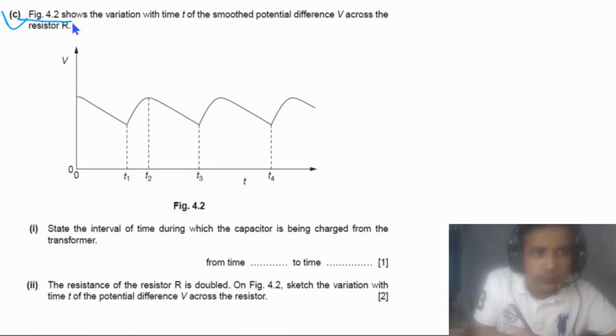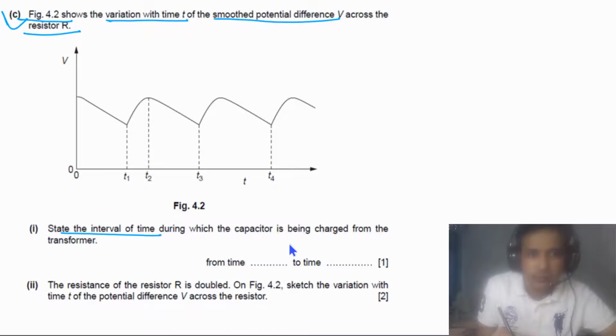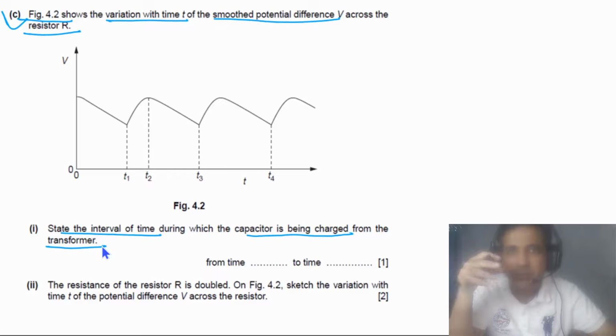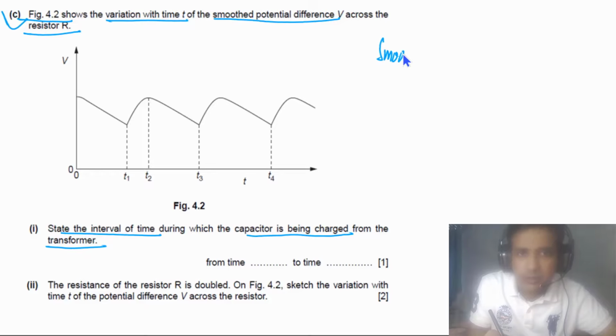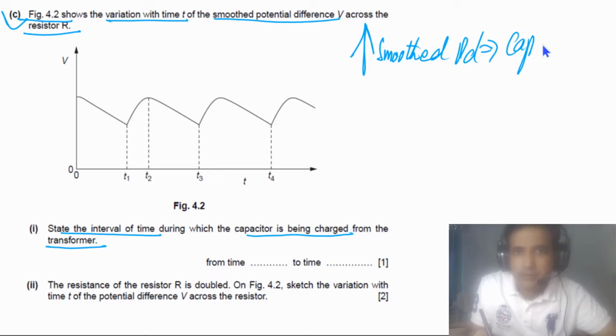Part C says figure 4.2 shows the variation with time t of the smoothed potential difference V across the resistor capital R. For part C1, we need to state the interval of time during which capacitor is being charged from the transformer. So we need to understand, when capacitor is charging, it means the smoothed potential difference will increase. So simply we can say smoothed PD increases when capacitor charges. So this is the point you need to understand, capacitor charges.